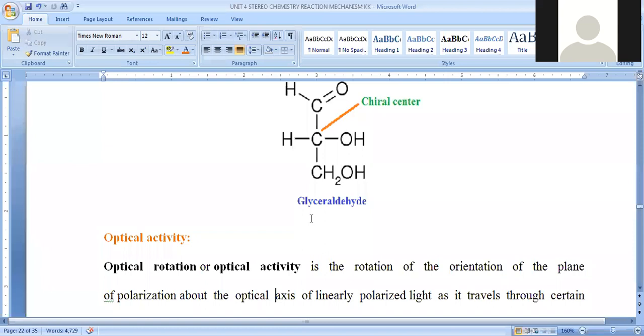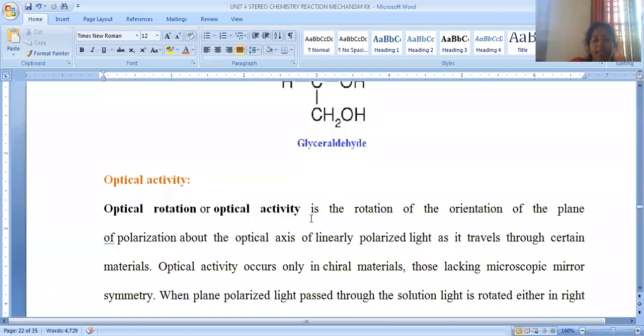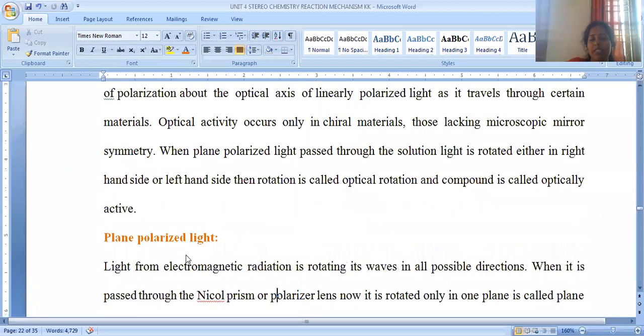Next, let us see what is optical activity. Yesterday only we started optical isomers, enantiomers and diastereomers. Both are examples of optical isomers only. Then what is meant by optical activity? This term we have to know now. Optical rotation or optical activity is the rotation of orientation of plane polarized light. I'll show what is plane polarized light.